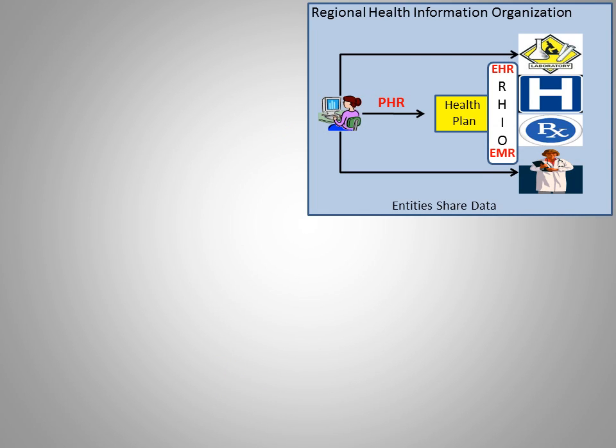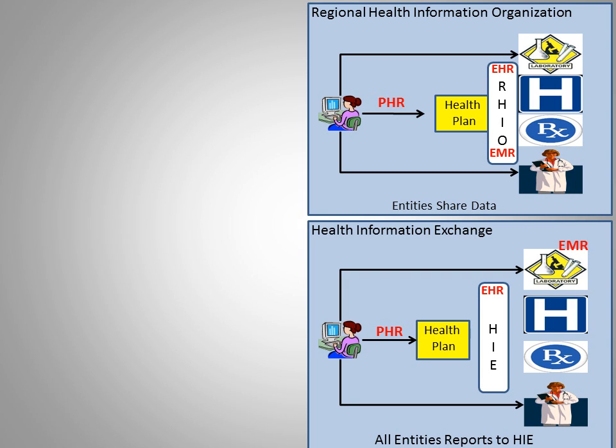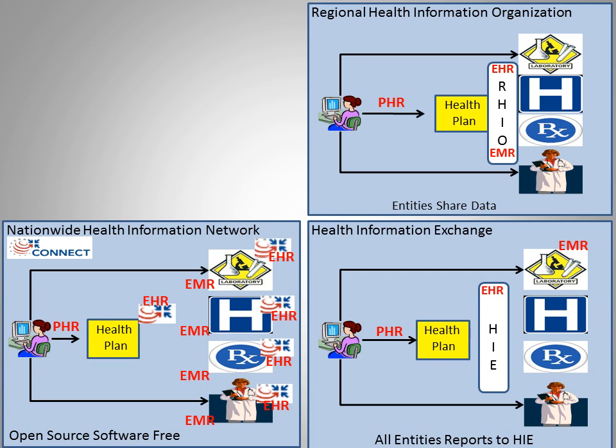First method is through a Regional Health Information Organization, where medical data is interconnected and data is shared among all connected entities. Second method is that all entities maintain their own data and connect with an HIE to retrieve additional data from other sources. Third method is using Connect software, a federally funded project provided by the Nationwide Health Information Network.